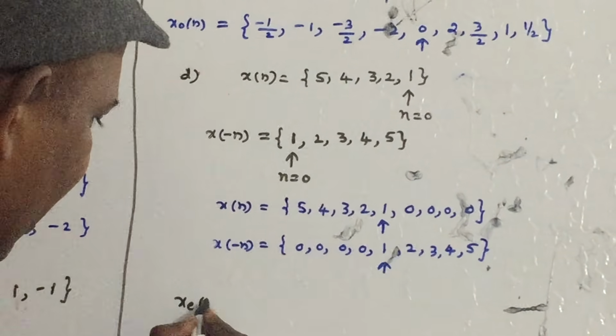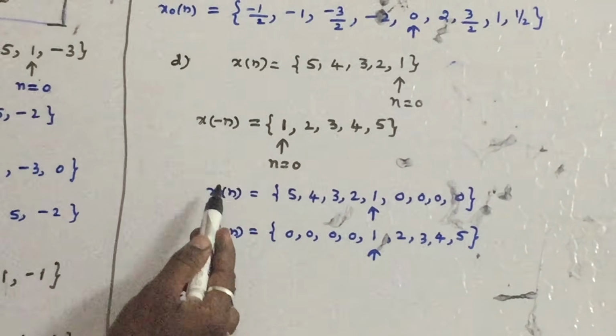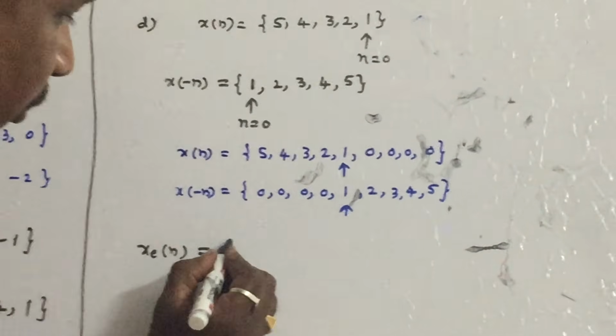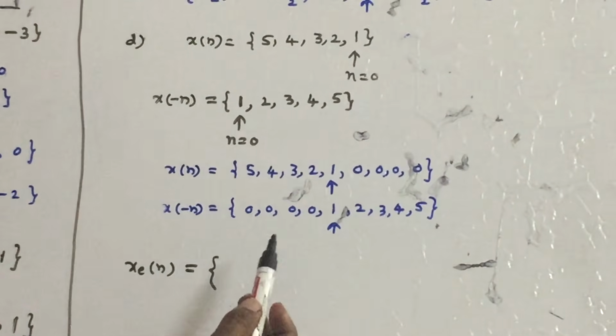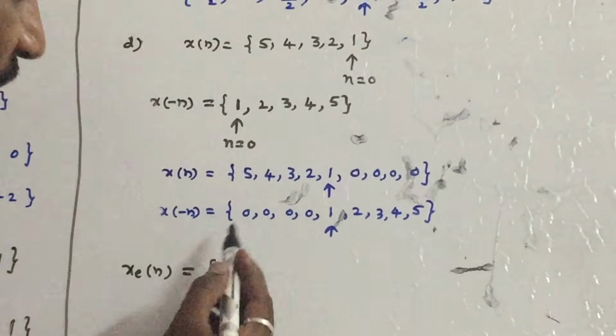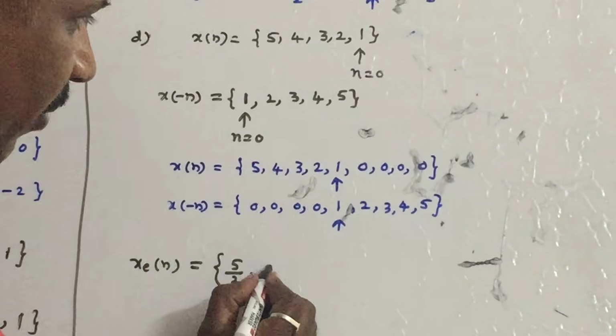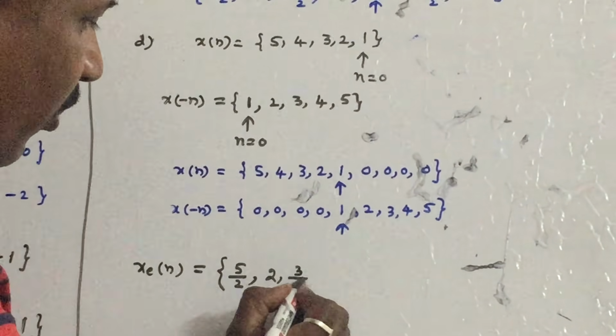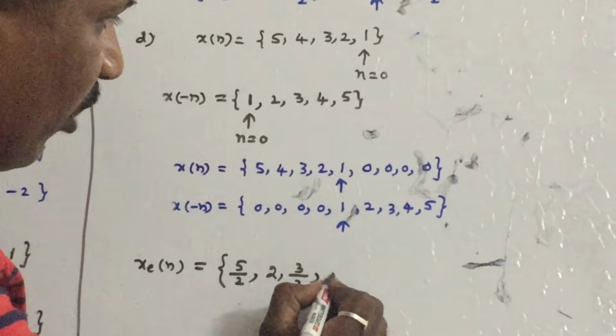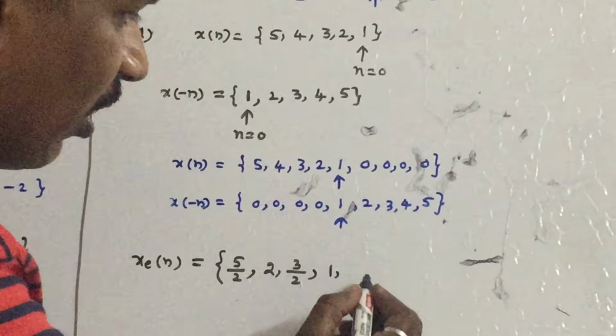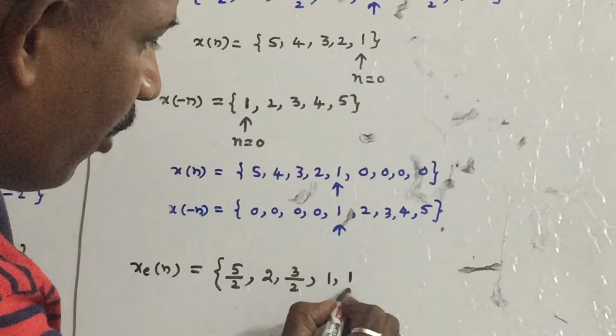So therefore let us find out what is xe of n. Xe of n, what is the formula? X of n plus x of minus n by 2. Add the corresponding samples. 5 plus 0 by 2, so that is 5 by 2. 4 plus 0 by 2, it will become 2. 3 plus 0 by 2, it will become 3 by 2. 2 plus 0 by 2, it will become 1. 1 plus 1 by 2, so it will become 1.